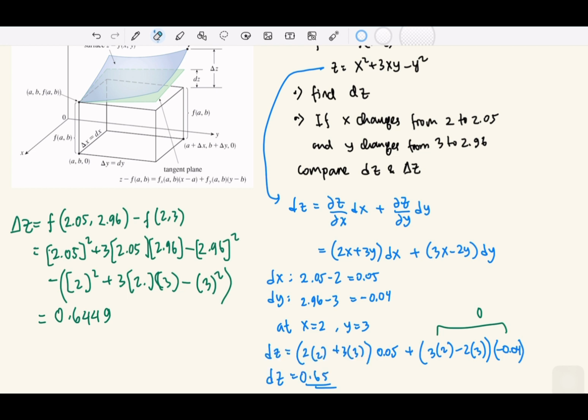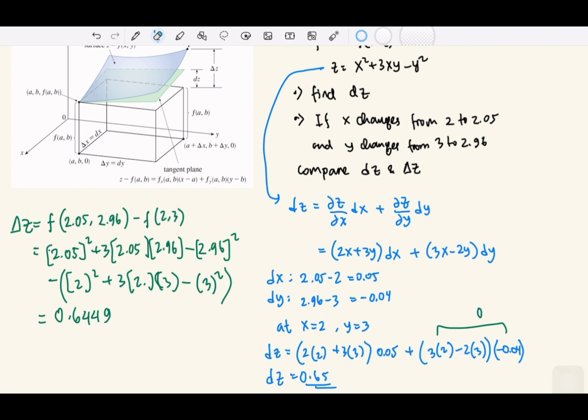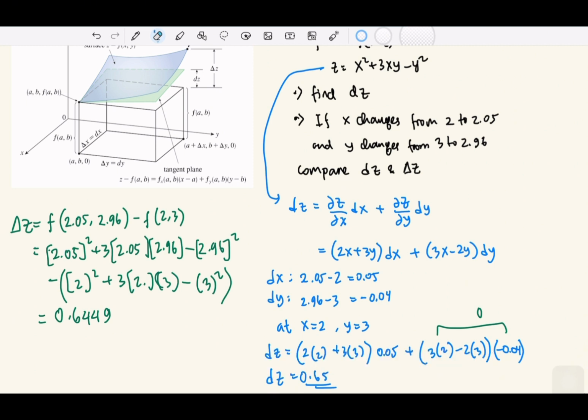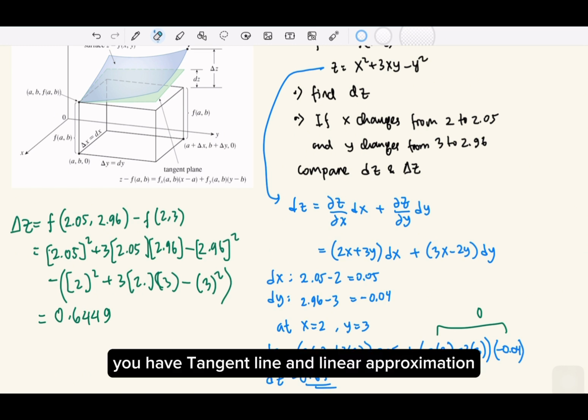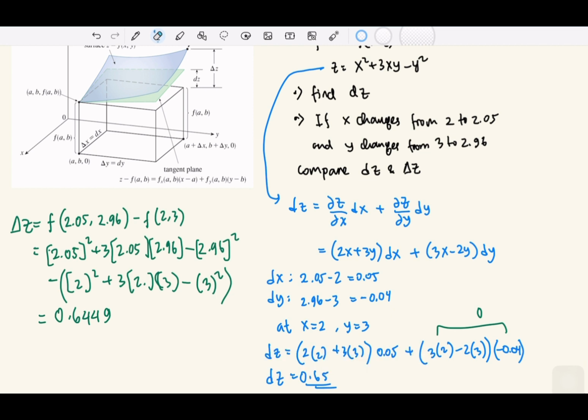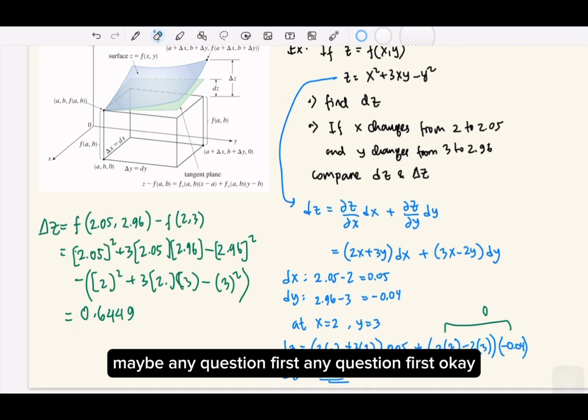I hope you can see from these observations that they're actually the same thing, but we are discussing them from different perspectives. Basically, it's the same meaning. Whenever you find linear approximation, differentials, or tangent plane, they are the same. Just like in calculus 1, tangent line and linear approximation are actually the same thing. Okay, that's it for the tangent plane. Any questions first?